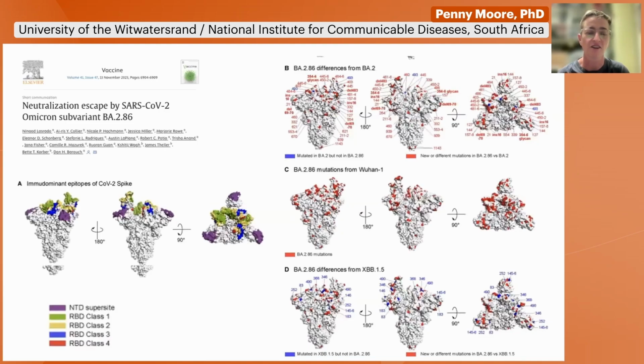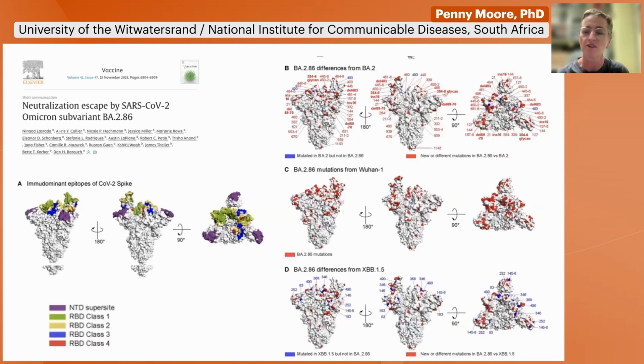On the left-hand side is highlighting the immunodominant epitopes of SARS-CoV-2. And these include the RBD, the receptor binding domain, multiple regions in their class 1 to 4, as well as the N-terminal domain. On the right-hand side, you can see a series of comparisons between variants. And if you look down at the bottom at panel D, a comparison between BA.2.86 and XBB.1.5. And there, the blue indicates mutations in XBB.1.5 that are not present in BA.2.86. And the red is new or different mutations in BA.2.86 compared to XBB.1.5.